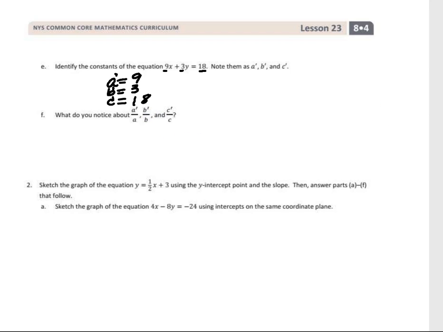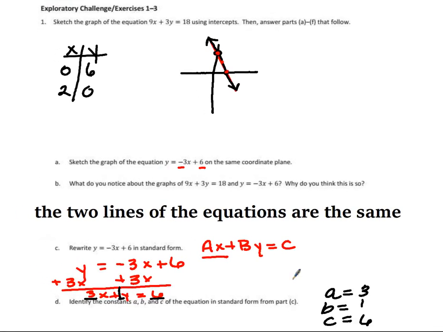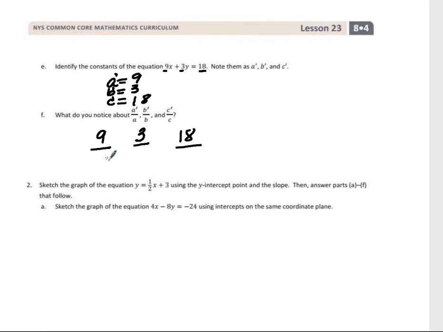But we need to go ahead and fill in. So our A prime is 9. Our B prime was 3. And our C prime was 18. I got that from letter E. Now we have to go back and find A, B, and C. We've already done that. So when we look back, we can look right over here, and it's 3, 1, and 6. So I go ahead and I fill that in, 3, 1, and 6.